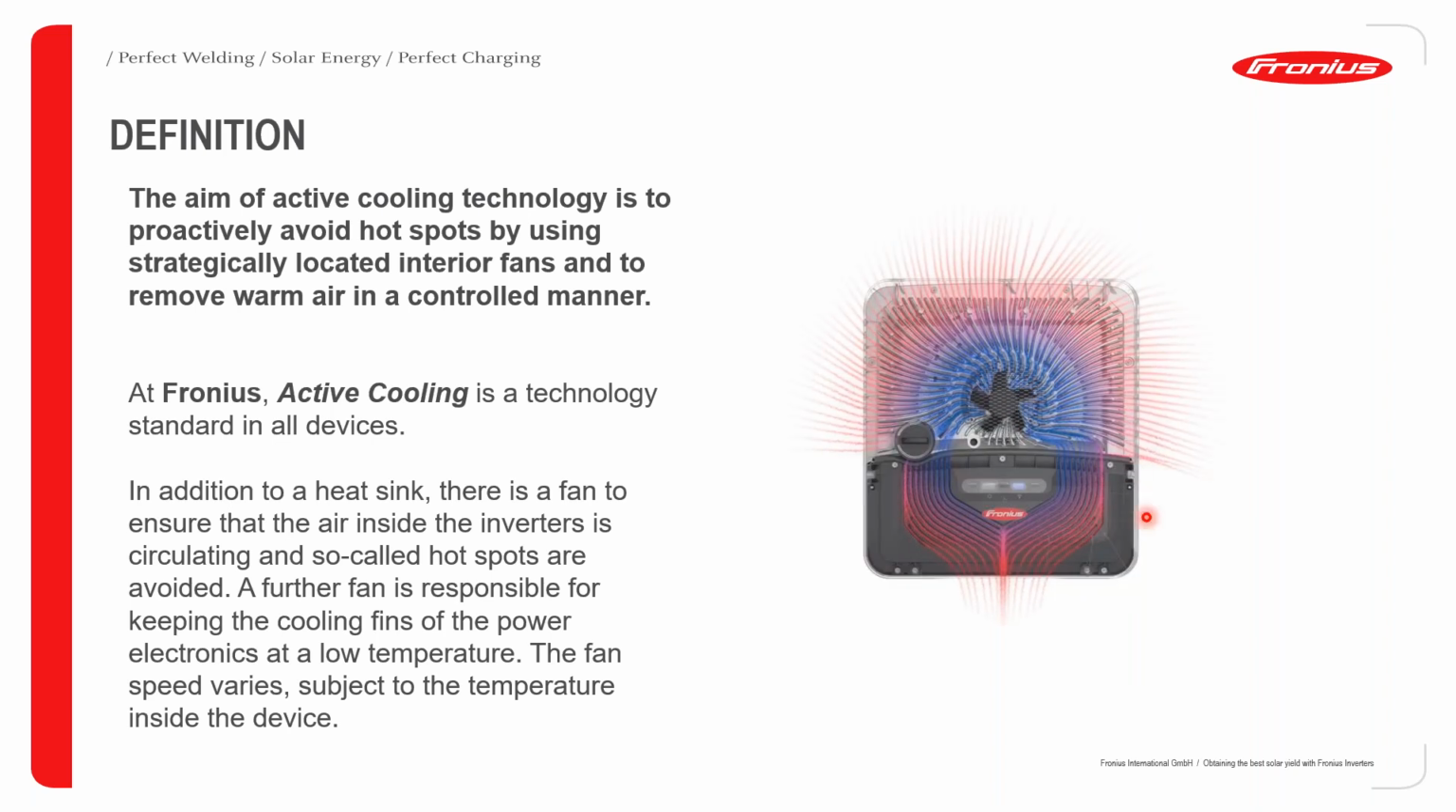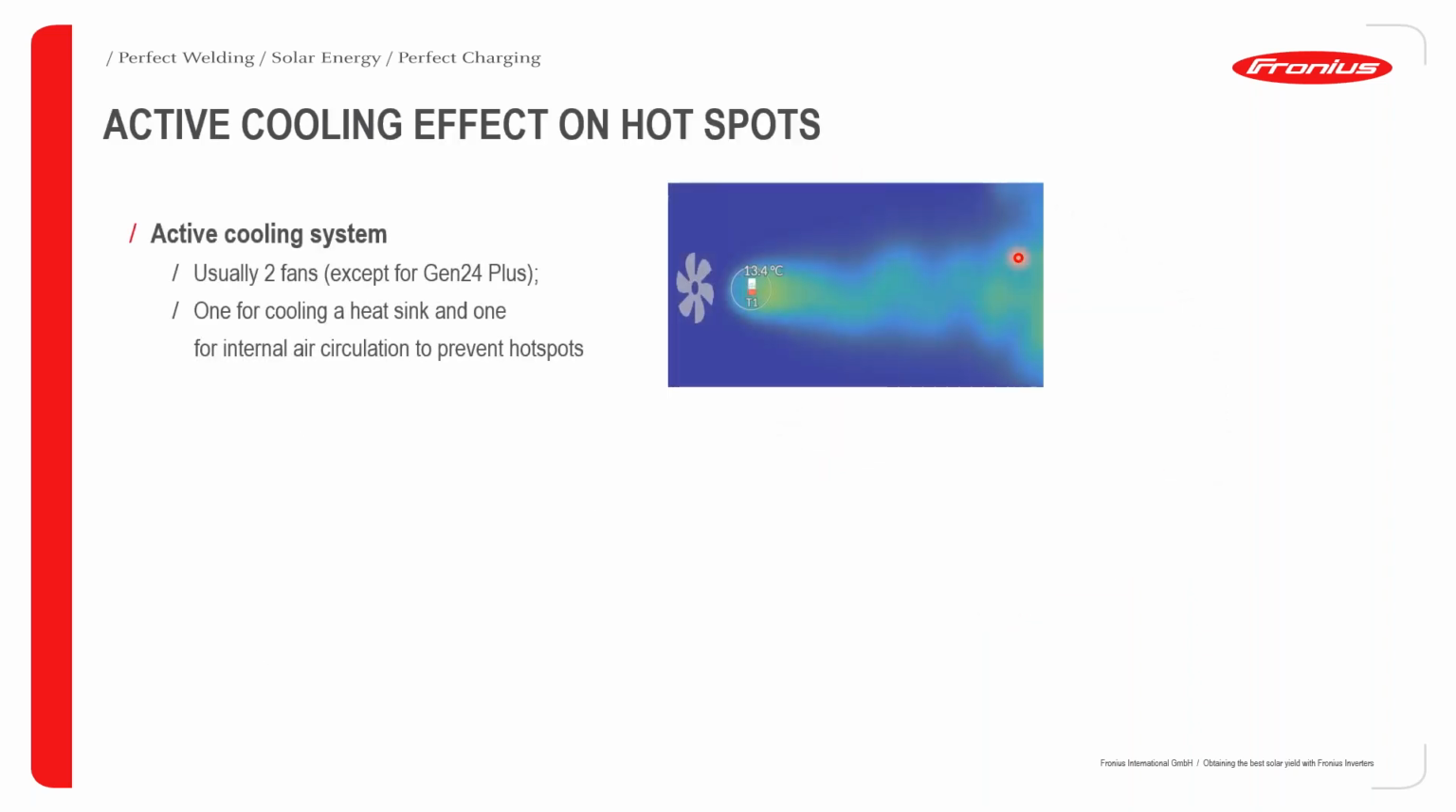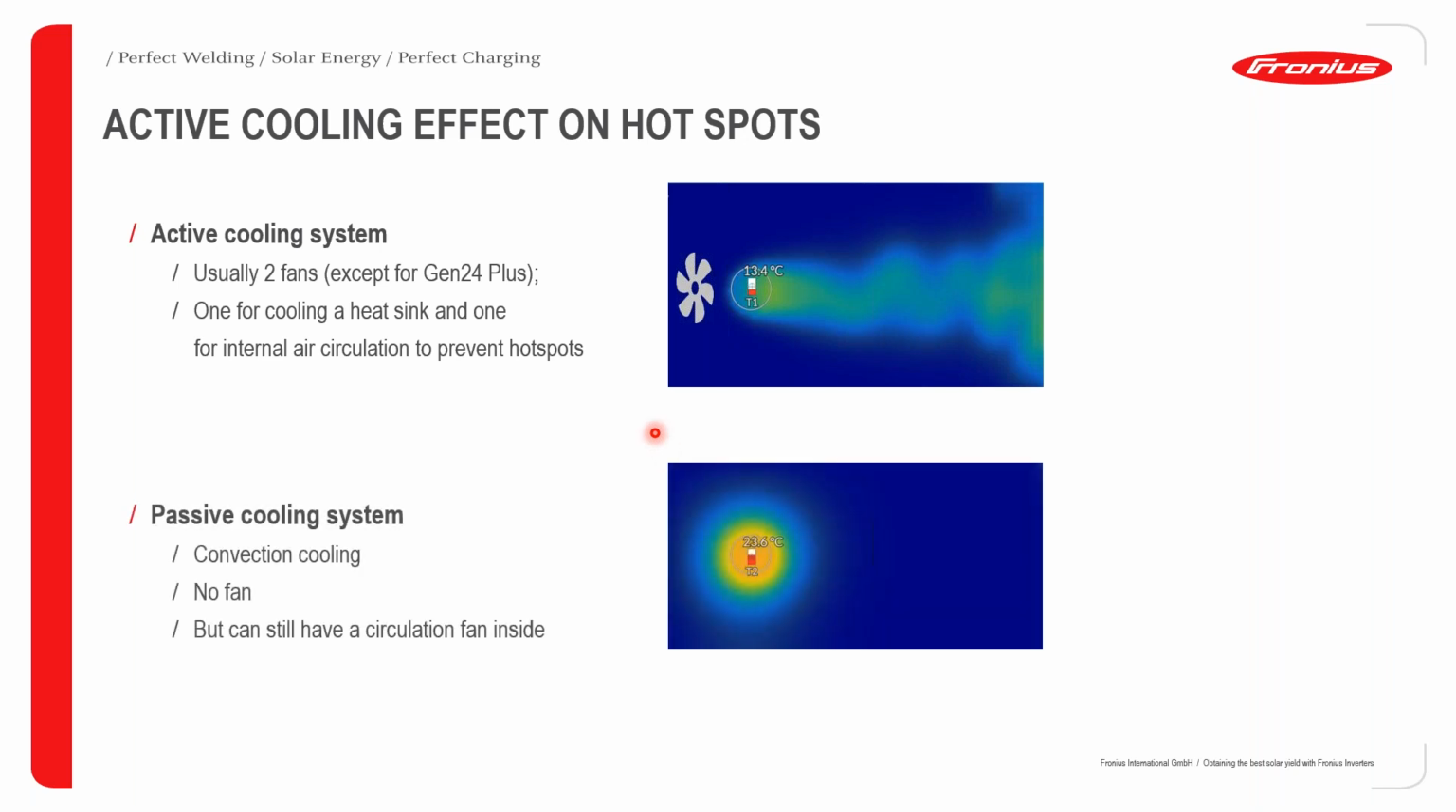As far as the Gen 24 is concerned, we have a bit of a slight difference. You can see that the fan is centrally located, and then you have a huge heatsink on the front of the inverter, and the air is escaping all around the inverter, and therefore this one also achieves very good cooling of the inverter. So active cooling, what is the effect of active cooling on hotspots?